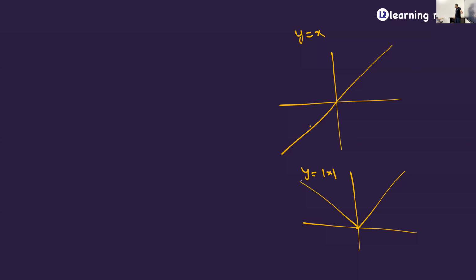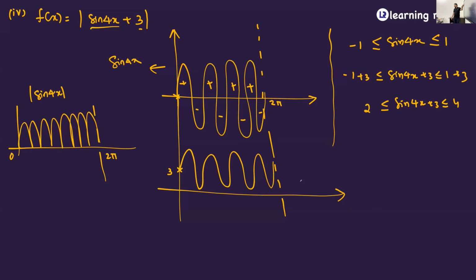So is this not the graph for mod x? Are you able to understand? That's what mod says. Mod means everything should be positive. Positive what? Positive y values. Okay. In a similar case, what happened here? This is the graph for sine 4x.